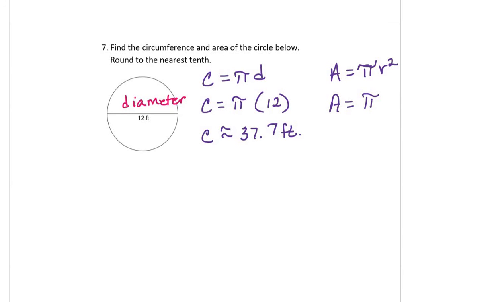Now notice with my area formula, I have to know the radius. Well, I'm given the diameter, so to find the radius, I just take the diameter and divide it by 2. So the radius here is going to be 6. So I put pi times 6 squared into the calculator, and I get approximately 113.1.